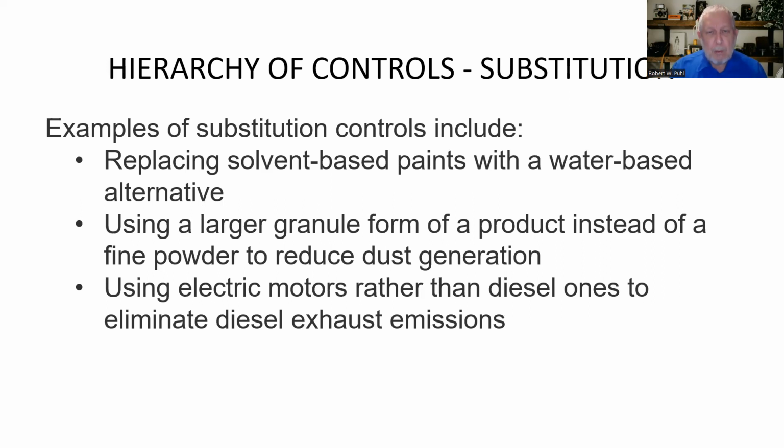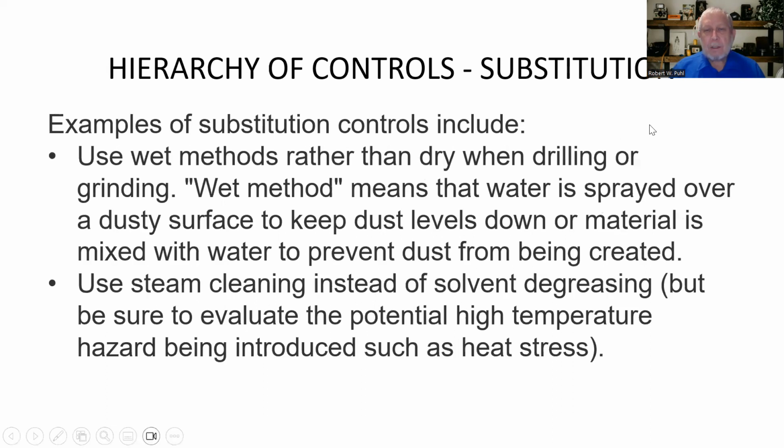Using a larger granule form of a product instead of a fine powder to reduce dust generation. Using electric motors rather than diesel ones to eliminate diesel exhaust. Use wet methods rather than dry when drilling or grinding. Wet method means that water is sprayed over a dusty surface to keep dust levels down, or materials are mixed with water to prevent dust from being created. Of course, you're adding water and spraying it, so you want to be careful if you're doing electrical work. You have to be careful that the water doesn't create a hazard.